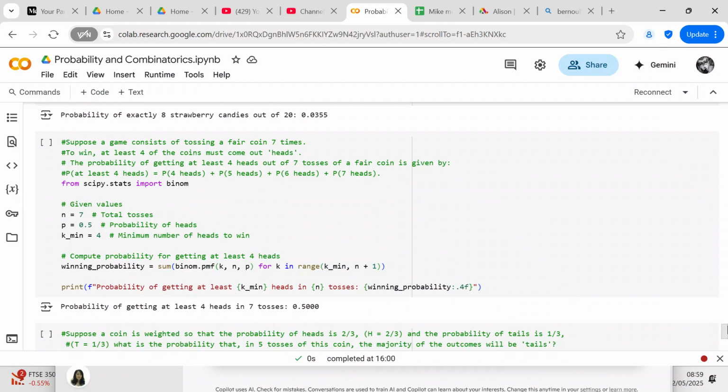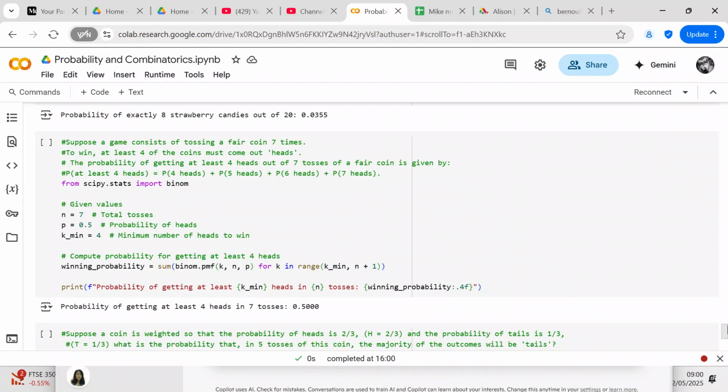So P(at least 4 heads) equals P(4 heads) plus P(5 heads) plus P(6 heads) plus P(7 heads). But we're going to use Python, so Python's going to do all of that for us. We're going to import scipy.stats as our scientific library. So from scipy.stats, import binom.